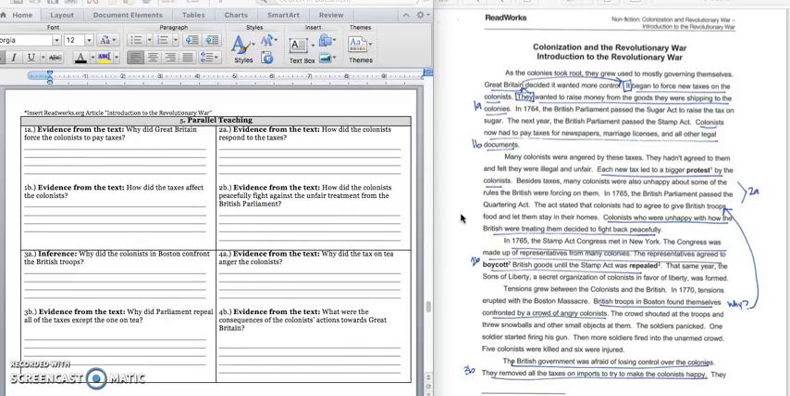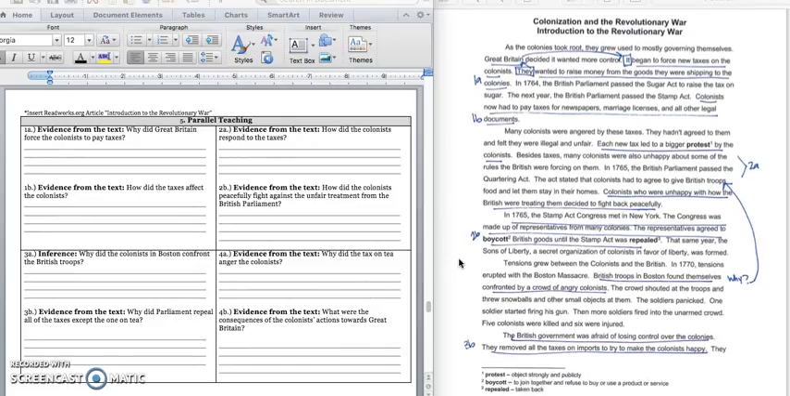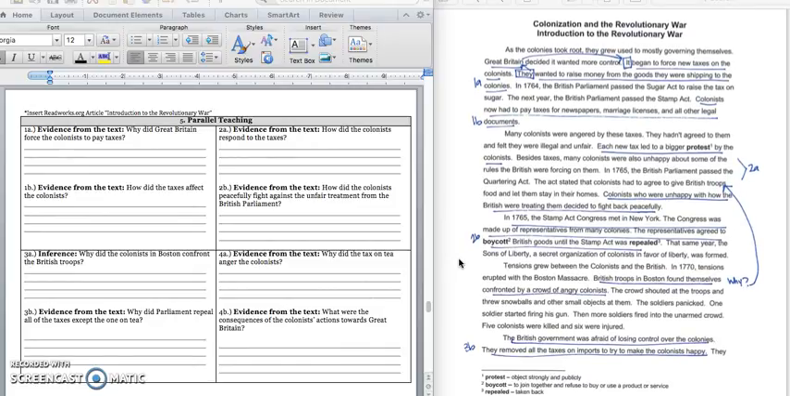Colonists who were unhappy with how the British were treating them decided to fight back peacefully. In 1765, the Stamp Act Congress met in New York. The Congress was made up of representatives from many colonies. The representatives agreed to boycott British goods until the Stamp Act was repealed.